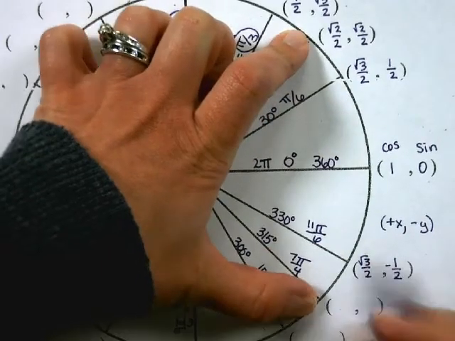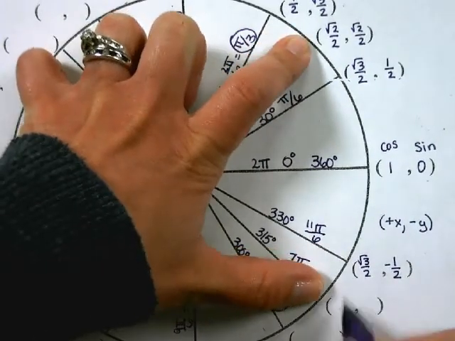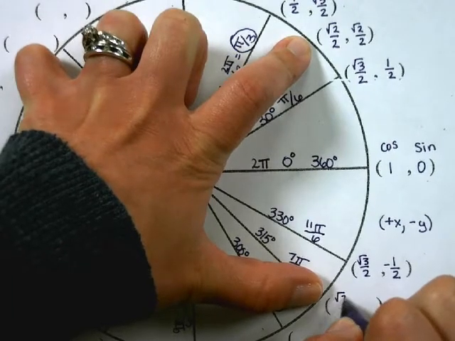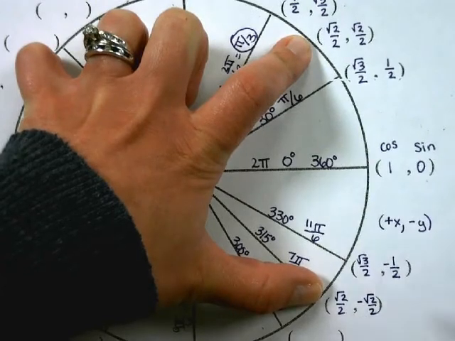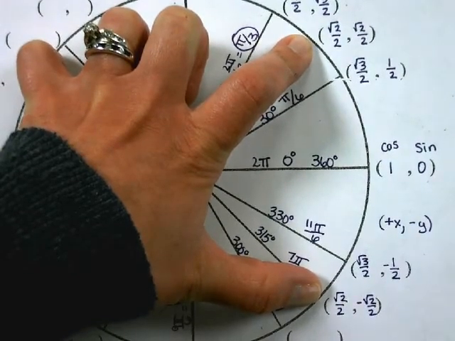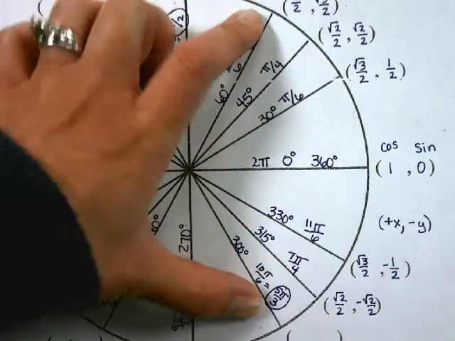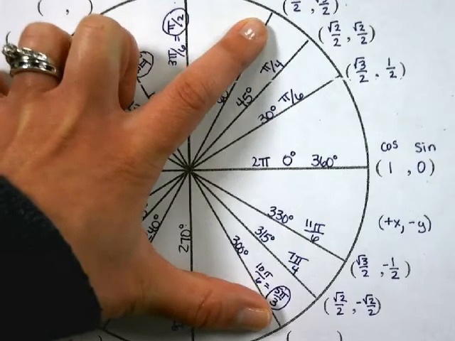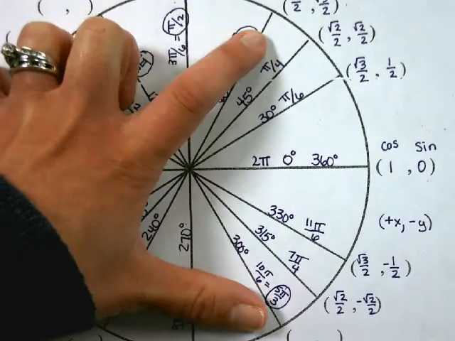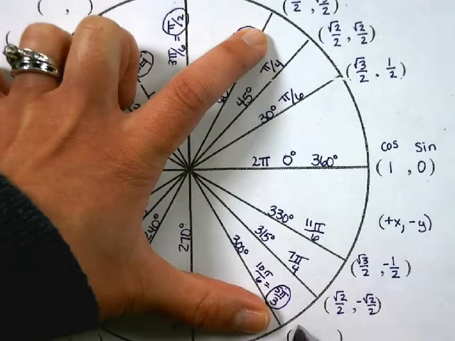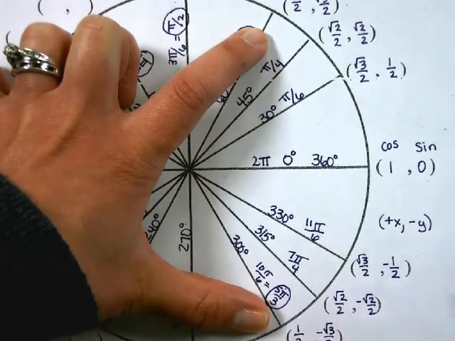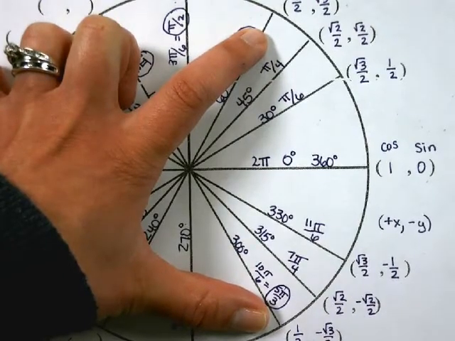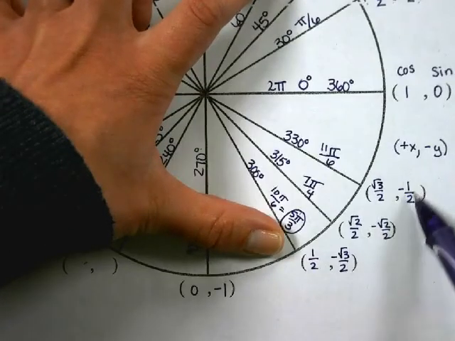7 pi over 4 and pi over 4 have the same reference angle as pi over 4. So this guy's going to be positive root 2 over 2, negative root 2 over 2. Pi over 3 and 5 pi over 3 have the same reference angle, or 60 and 300 have the same reference angle. So this guy's going to be positive 1/2, negative root 3 over 2. Double check to make sure your x's are positive and your y's are negative.